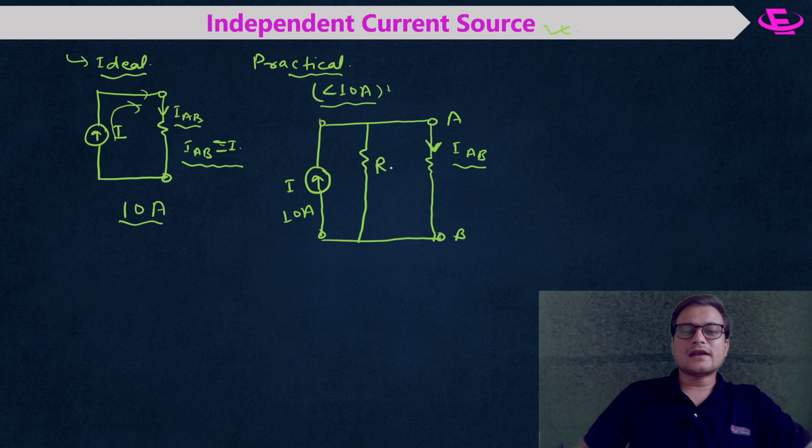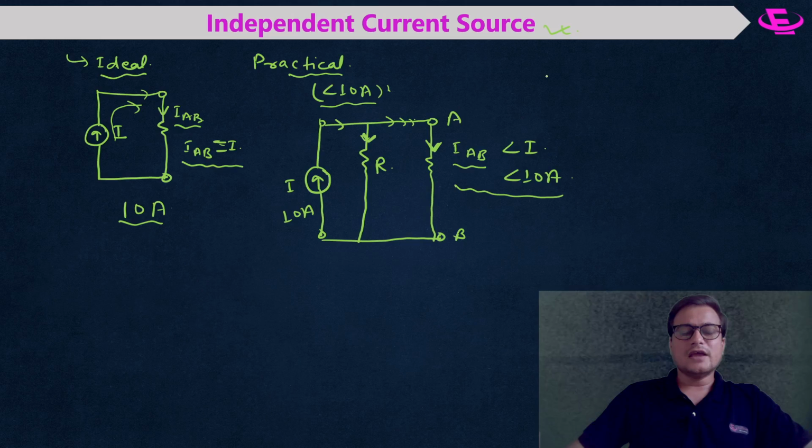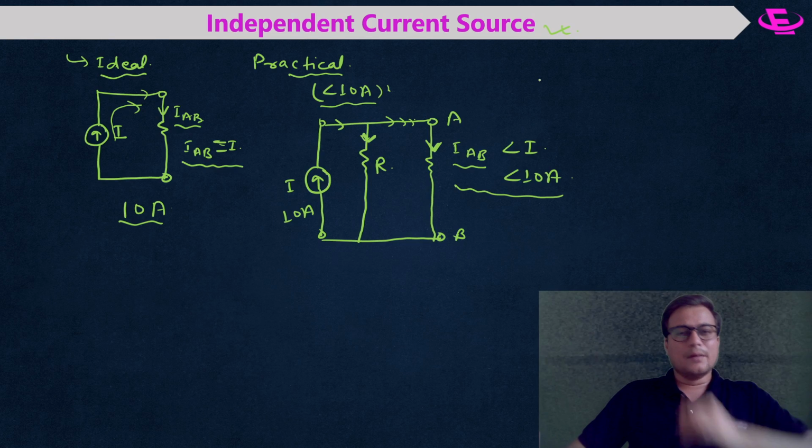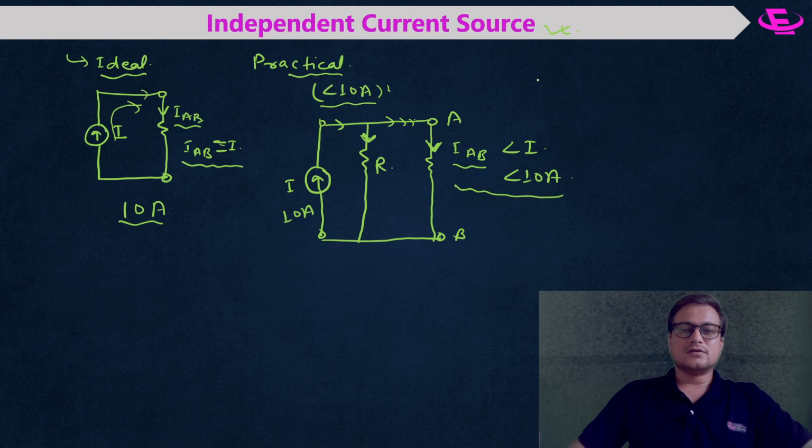If you connect a resistance here, what will happen? Some current will be drawn by this resistor and the rest of the current will flow through this one, and hence this IB will be less than the current I, or less than 10 ampere. This is current IAB. So this is a practical current source.